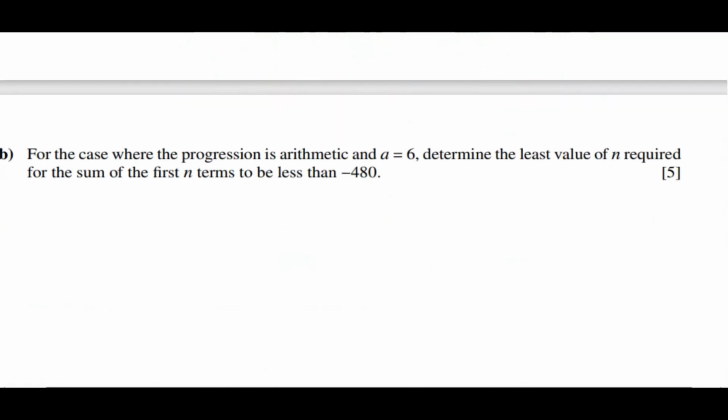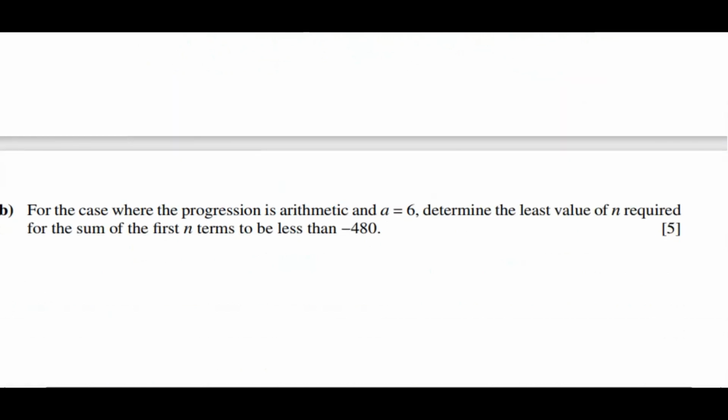The next part of the question is, for the case where the progression is arithmetic and a is equal to 6, determine the least value of n required for the sum of the first n terms to be less than negative 480. So it's an arithmetic progression and a is given as 6. So we need to find the value of d. For that, first let us write the progression terms.